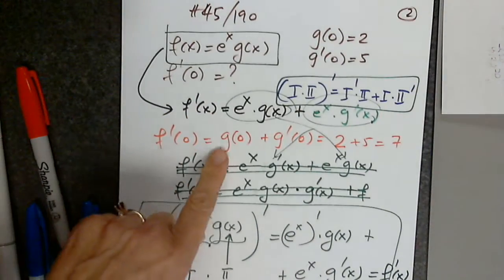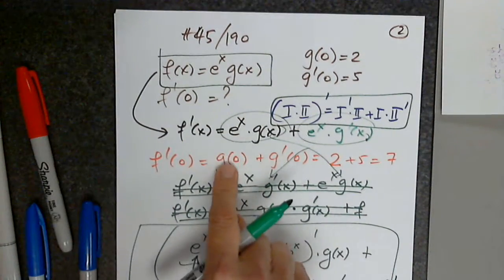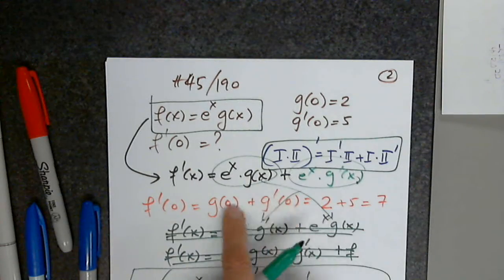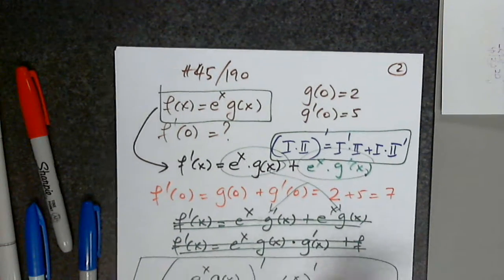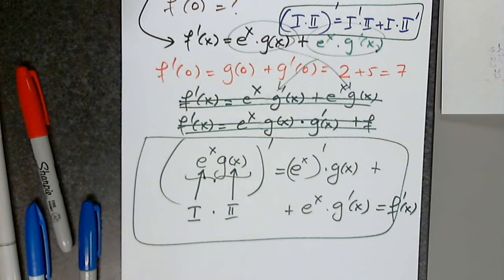And then all we had to do was to replace x by 0, and we got g of 0 plus g prime of 0. Those numbers were given to us. I had to replace them, and I got 7. Is this better? Perfect. Okay. Very good. Good questions. Tony, anything else? Anyone? Anything else?